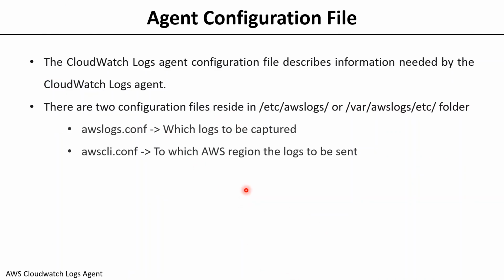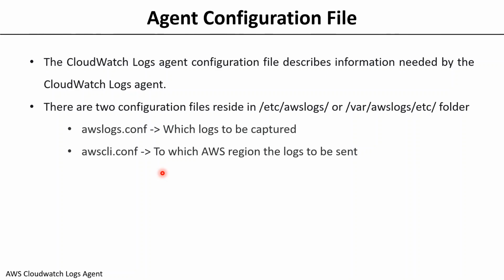In terms of the log agent, it is an agent based solution. You have to install an agent, and how to install that agent we will see in the next slide. But once the agent is installed, you have to configure two files. The first file is called awslogs.conf. This defines which logs are to be captured.